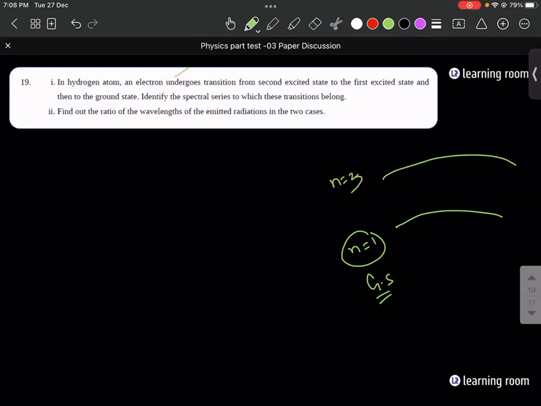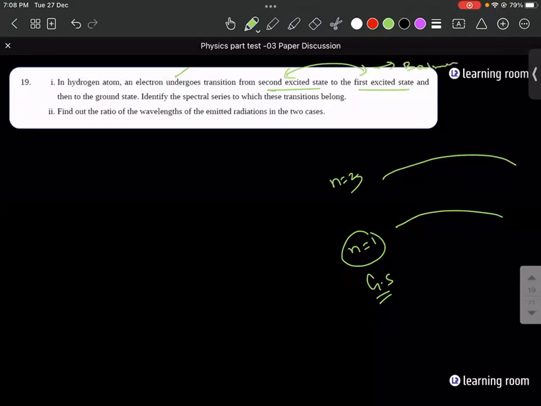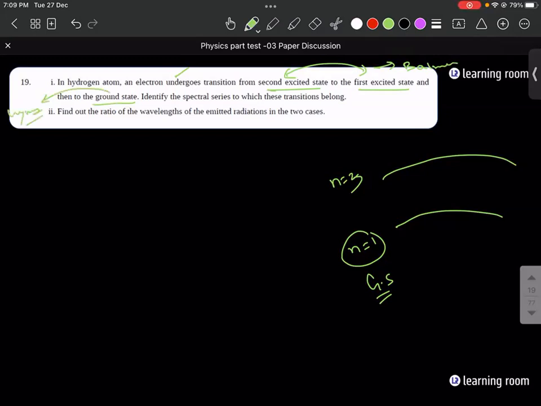So in a hydrogen atom, an electron undergoes transition from second excited state to the first excited state and then to the ground state. Identify the spectral series to which these transitions belong. Second to first is another. It is Balmer. And when it comes to the ground state, it is going to be Lyman. It's Lyman series. Find out the ratio of the wavelengths of the emitted radiation in the two cases.